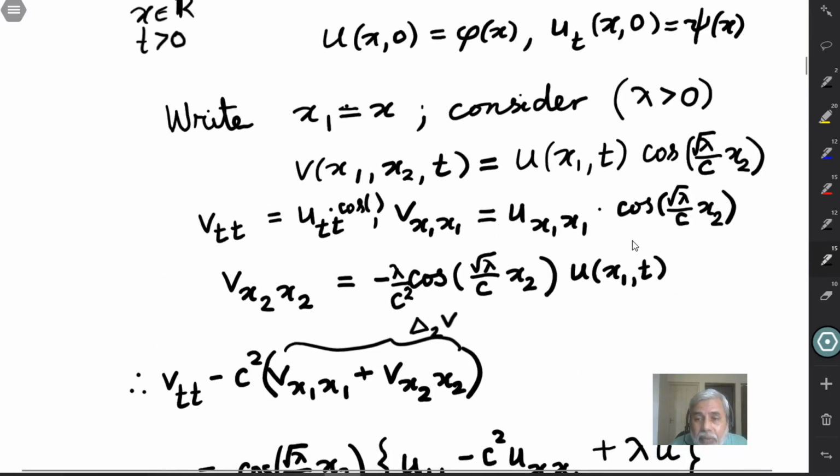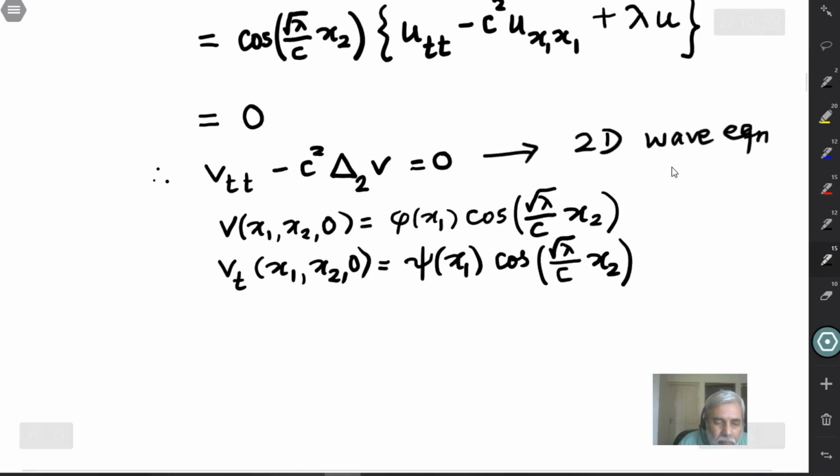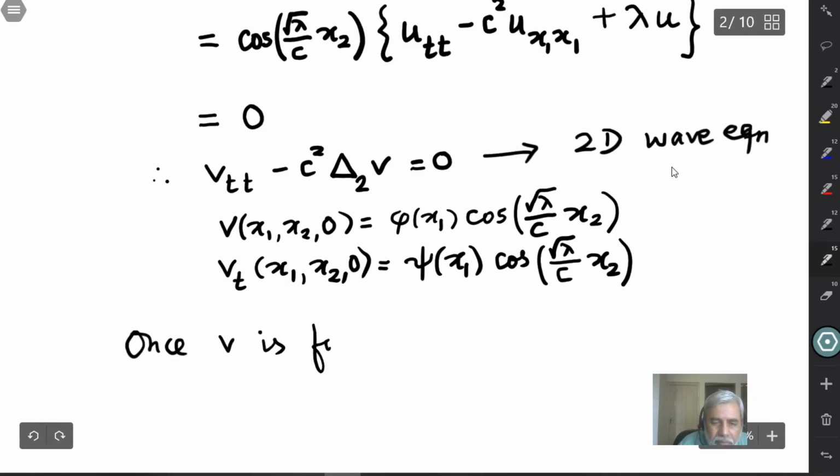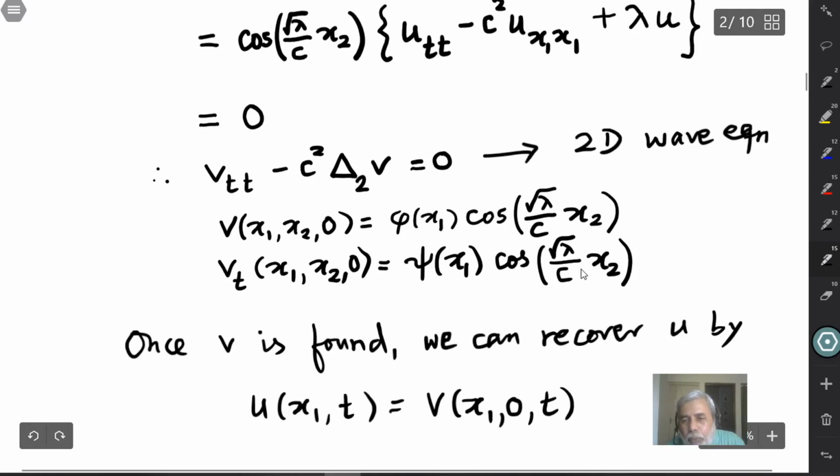It is important to notice, just look at this transformation we are using. Once V is found, we can recover U by this very simple thing. In V of x1, x2, you put x2 equal to 0. That cosine factor, when you put x2 equal to 0, produces 1, and we get back our original function U.